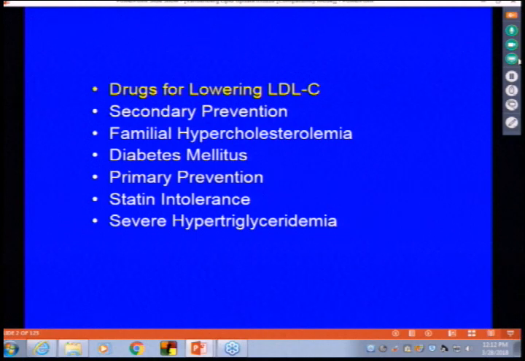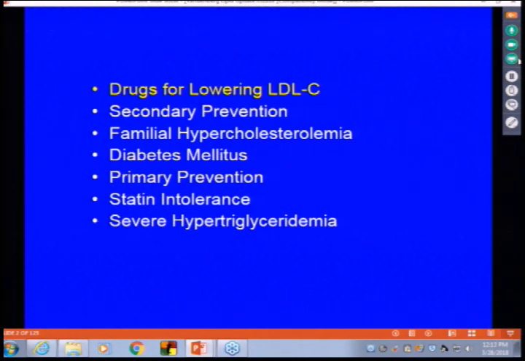So the first part will be on the specific drugs and an overview of what we use in our toolbox for lowering LDL. Then we'll talk about issues of secondary prevention. This is lowering LDL in patients who've had an event, who've had bypass surgery, a stent, or a heart attack.